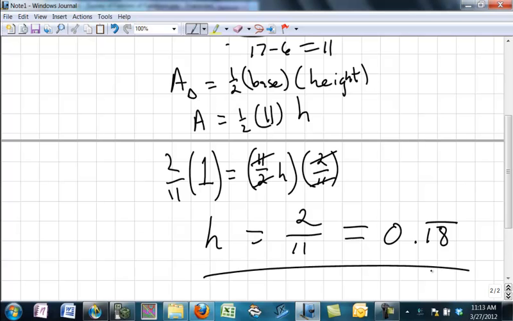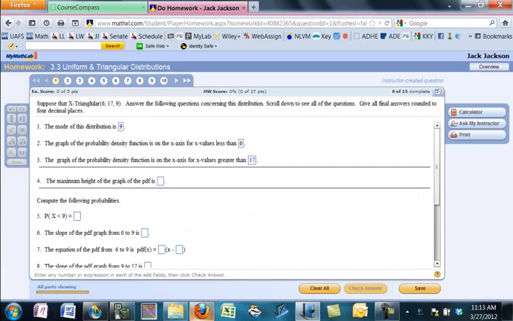So the maximum height happens at the mode, and this is it right here, so we can enter that in, 0.1818. The next one's a 1, so that rounds off to that. 4 decimal places.